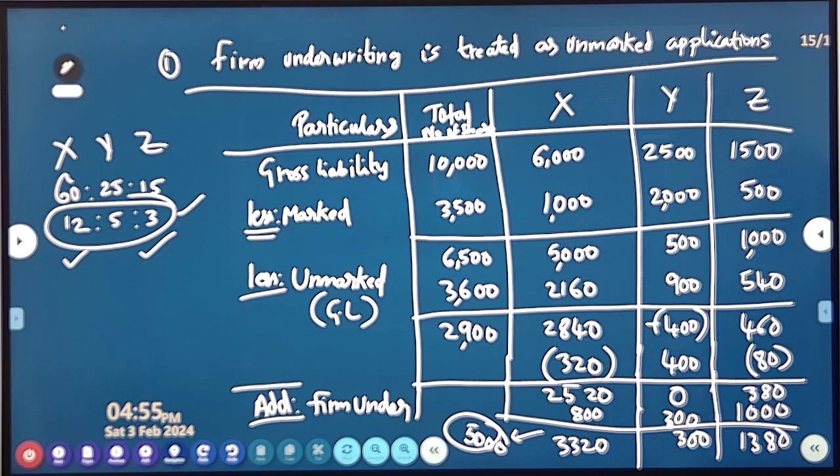Understood na? Any doubts? If you have any doubts, you can ask. Any doubts? 5000 is the net liability of the underwriters.